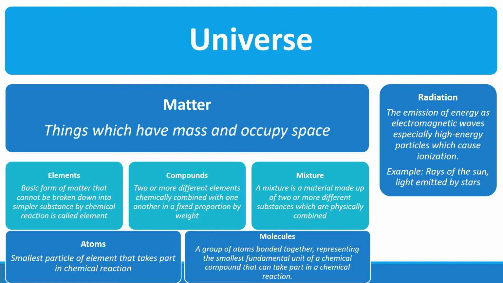Now, let me give some examples. Elements: hydrogen, oxygen, chlorine, and metals like magnesium, aluminium, copper, silver, gold. These are all examples of elements. Compounds: water, carbon dioxide, nitrogen dioxide, ammonia, methane. These are all examples of compounds. Mixtures: now we are mixing a spoonful of salt or sugar in water. It forms a sugar solution. So that's an example of a mixture.